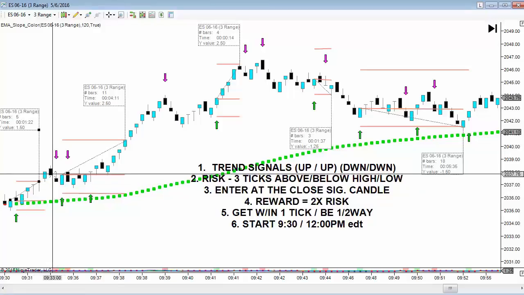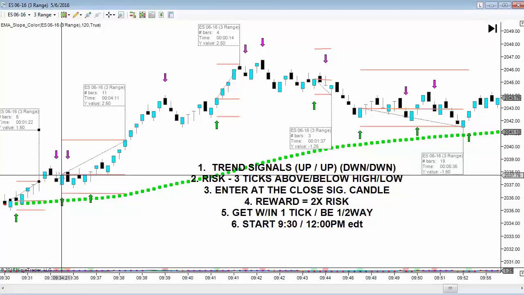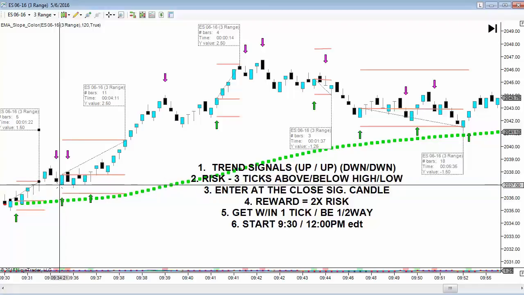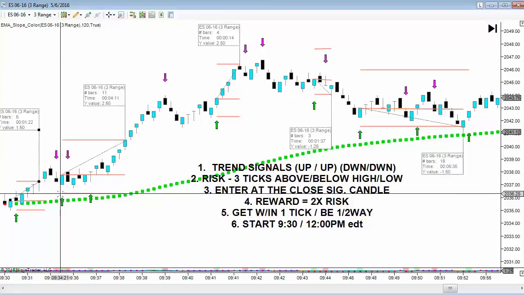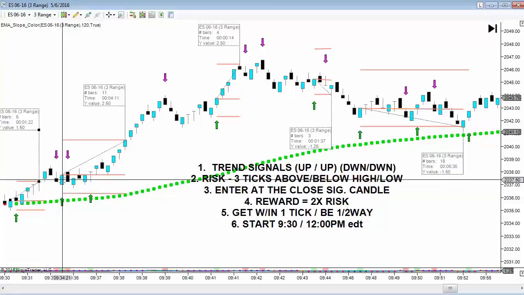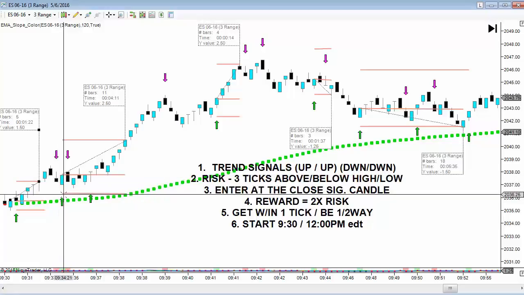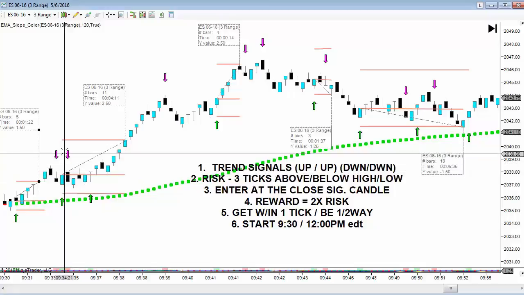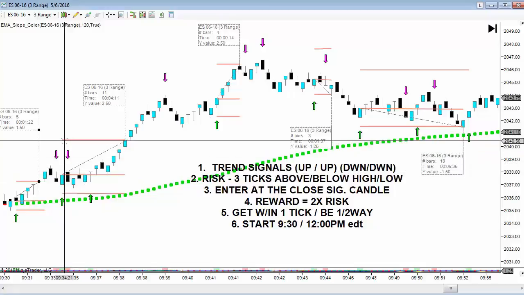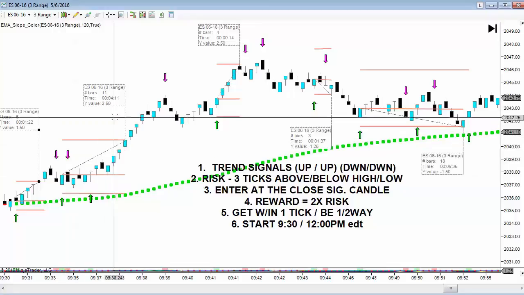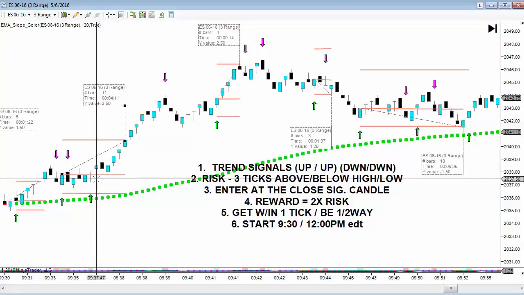Okay, so the next signal that comes along occurs at 9:34, and at 9:34 the candle closes at 37.75. The low of that candle is at 37, and then I put the stop 3 ticks underneath that candle. So my risk is the gap between the entry and my stop loss. My target is 2 times that value. And so that ends up being a 2.5 point winner.